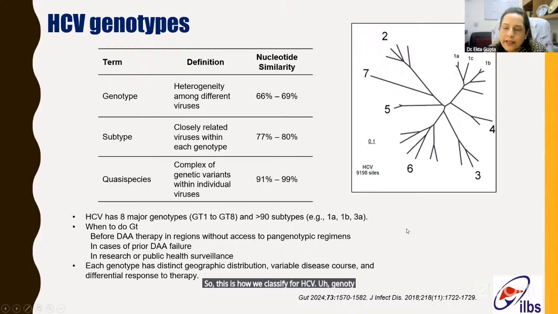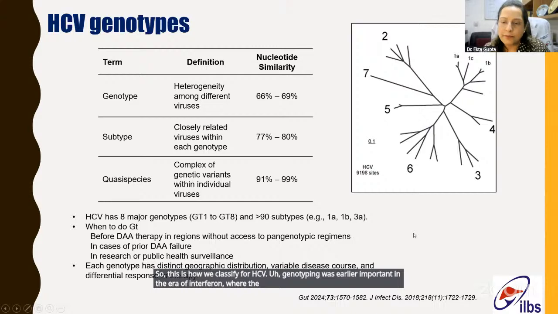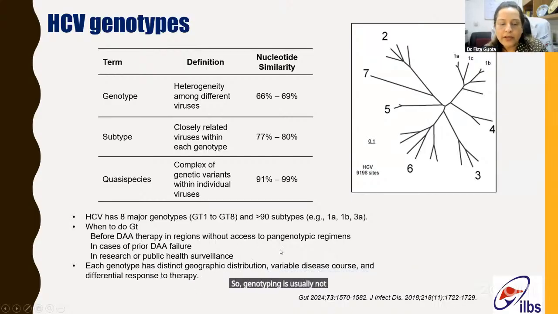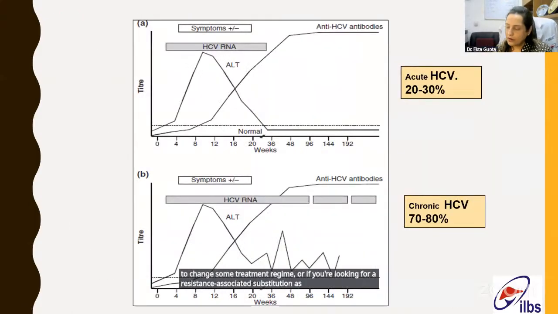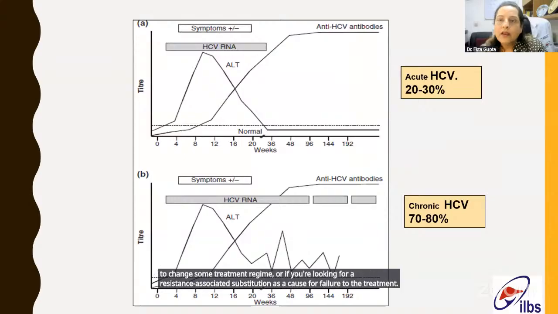Genotyping was earlier important in the era of interferon, where the treatment used to be genotype specific. Now pan-genotypic regimens have come in the form of direct-acting antivirals, so genotyping is usually not done. It is only done in case of failure to DAA therapy. Then you look at the genotype of the virus to change the treatment regimen, or if you're looking for a resistance-associated substitution as a cause for failure of the treatment.